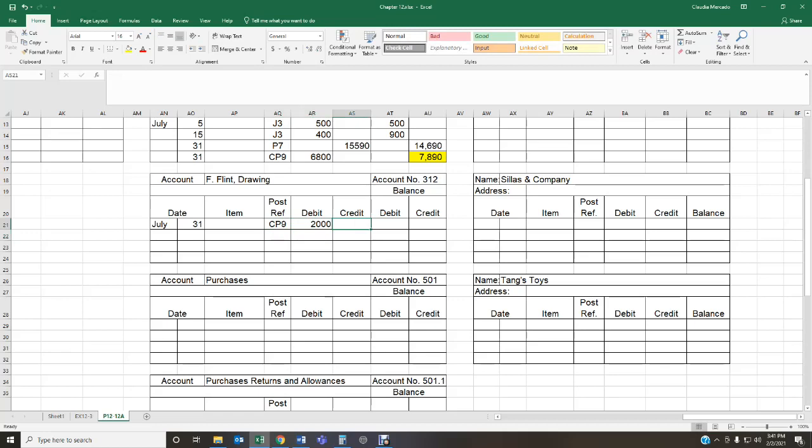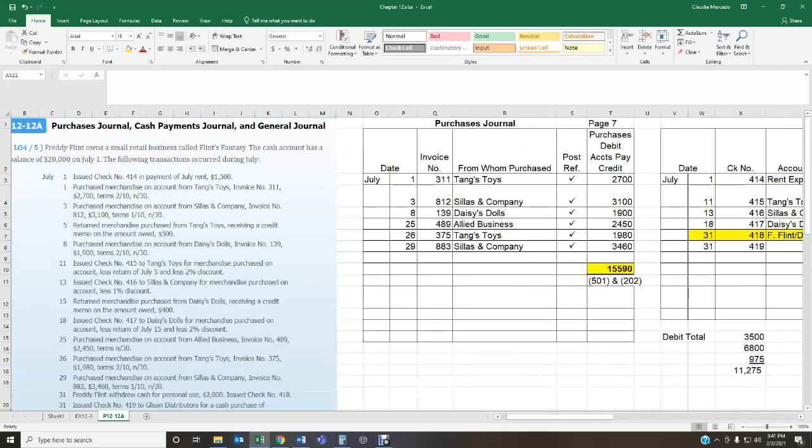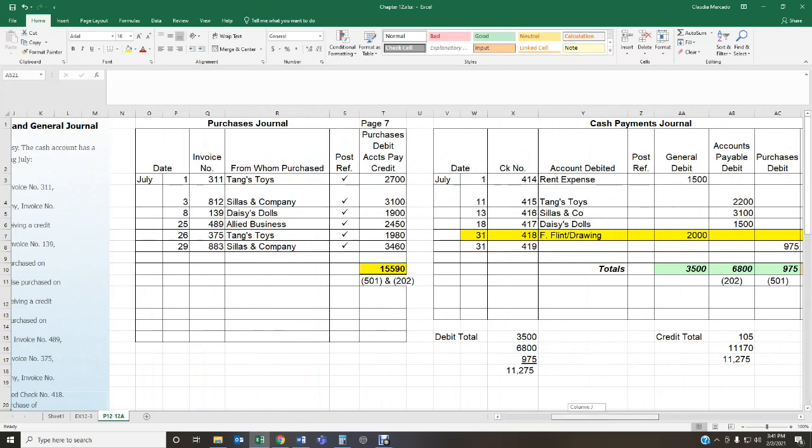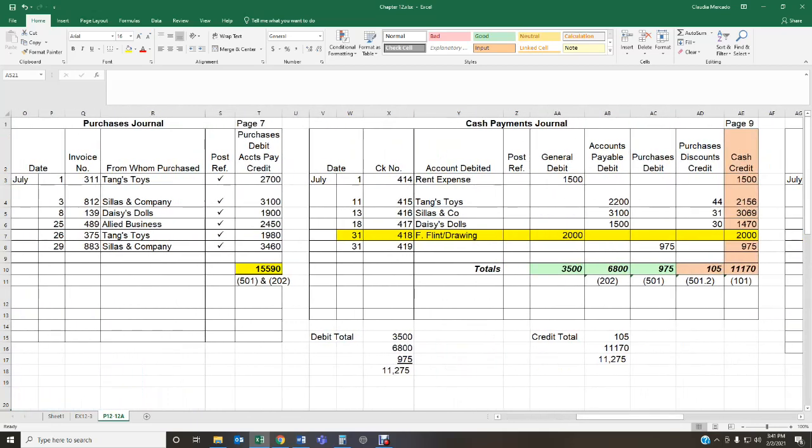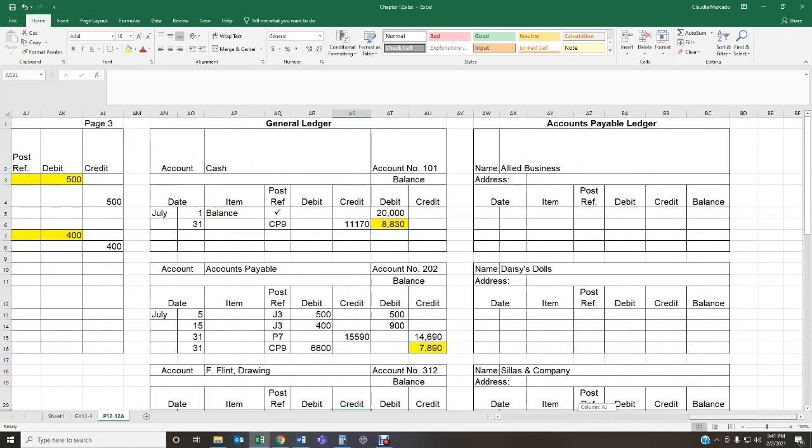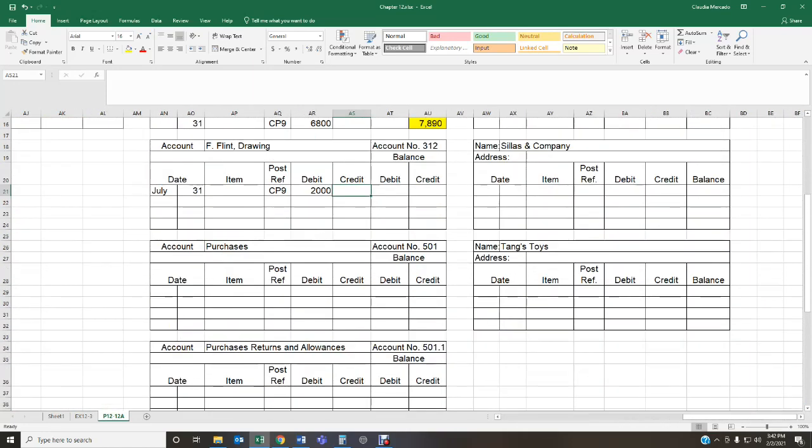Okay, so where am I getting this? We're going to go back and locate it on our cash payment journal. What happened? There was a withdrawal for $2,000. So now I'm going to debit $2,000 and run my total over to the balance side. $2,000 debit for the withdrawal account.